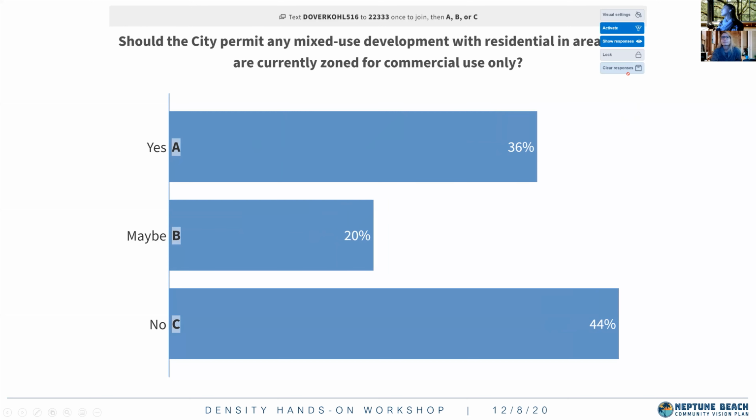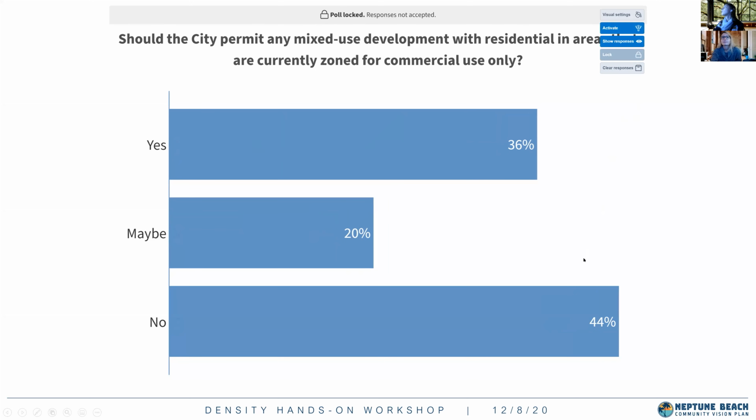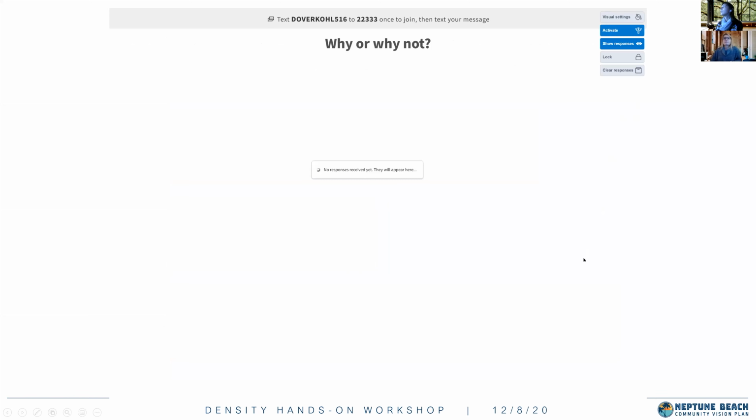The next one is open-ended, so you're able to share a phrase or a statement of why or why not, why you picked yes, why you picked maybe, and why you picked no. These are short answers. You can type in a sentence, or depending how proficient and fast you are at typing on your phone, give as long an answer as you want, and we'll start to see the screen populate with lots of different answers.